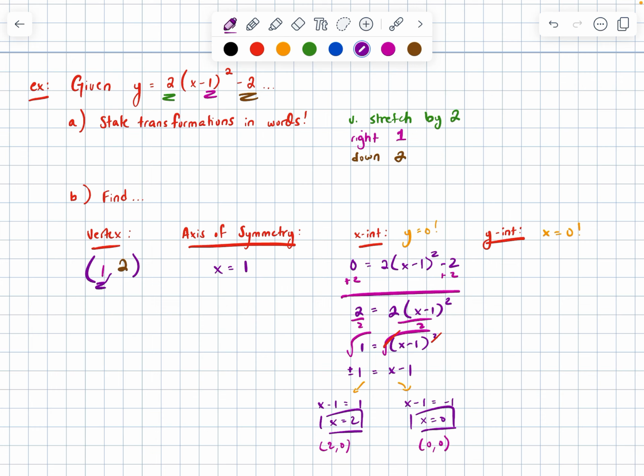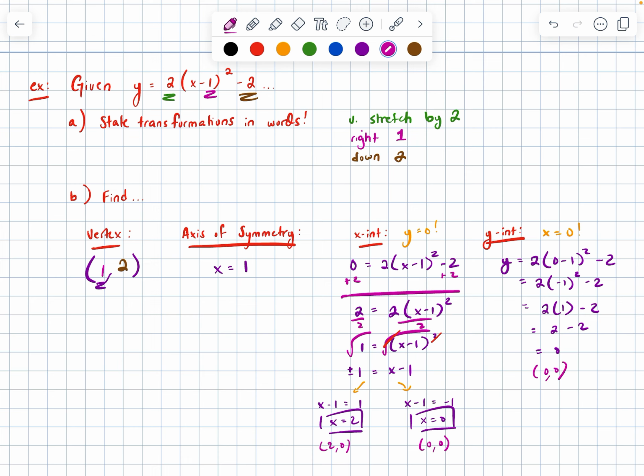I can do the same thing here for my y-intercept. I just need to plug in 0 for x. Well, here, let me take my equation in vertex form. X gets replaced with 0. If I can simplify the right-hand side, I get a value for y. Well, inside of the parentheses, 0 minus 1 is -1. -1 squared, order of operations, would give me 2 times positive 1. 2 times positive 1 is 2, and 2 minus 2 equals 0.